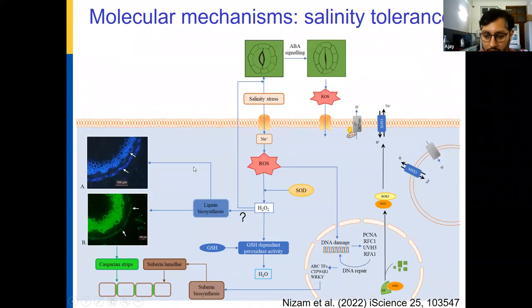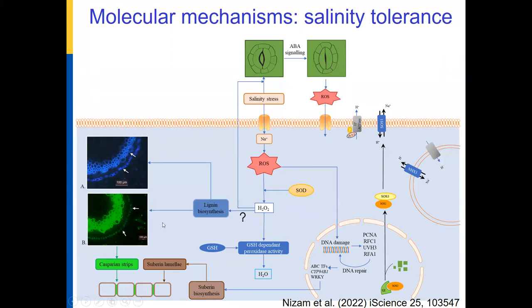Now, looking at their uniqueness, one by one I will discuss two or three mechanisms. First, I will be looking at salinity tolerance, how they survive under this very, very high salinity. This diagram may look a little complex to you, but I will try to make you understand.